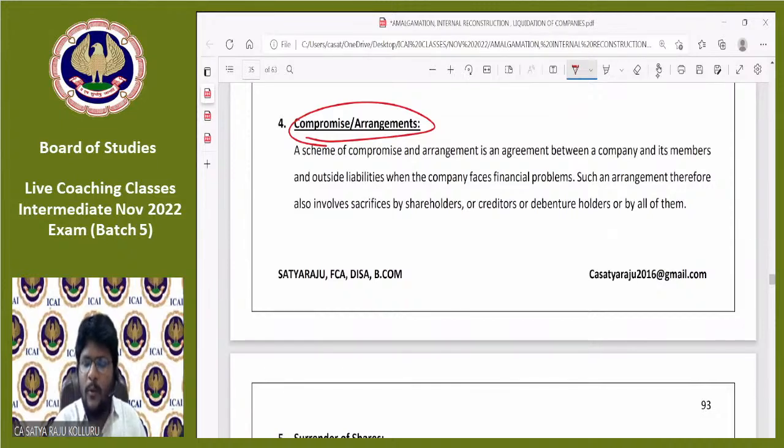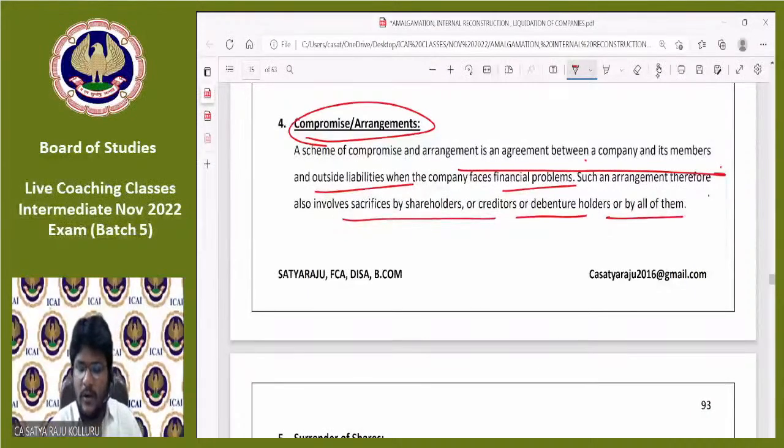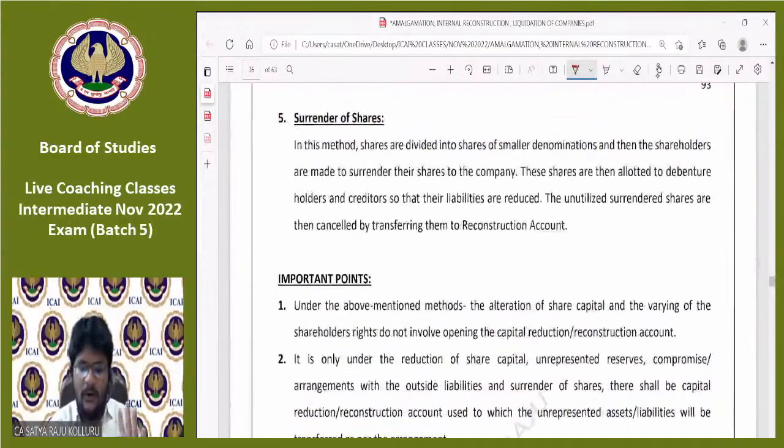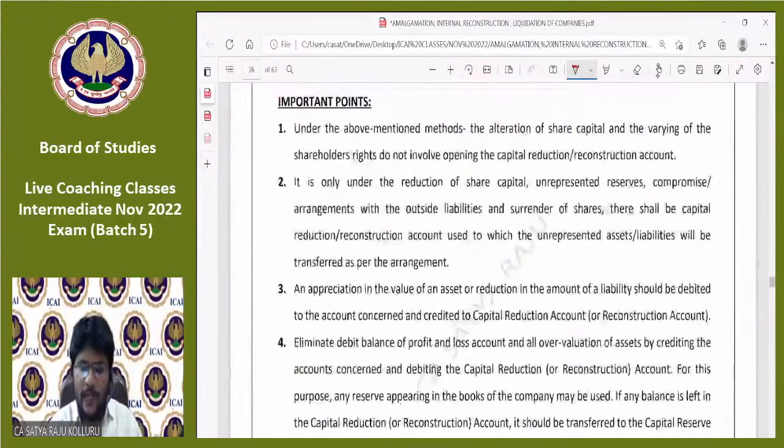A scheme of compromise and arrangement is an agreement between the company and its members or the outside liabilities when the company faces financial problems. Such an arrangement therefore also involves sacrifices by the shareholders, the creditors or the debenture holders, by all of them. Surrender of shares we will see at a later point of time. Important points, what are the important points we've seen here, guys?